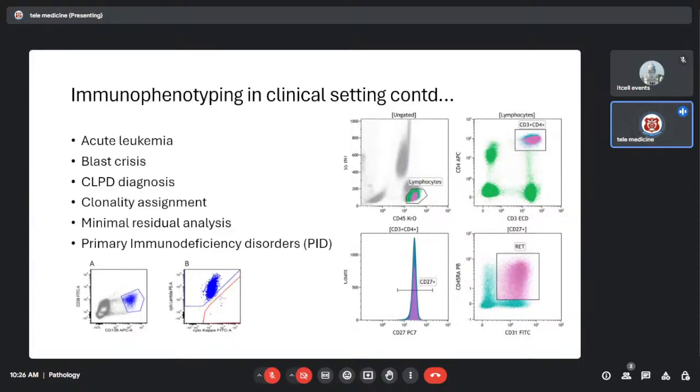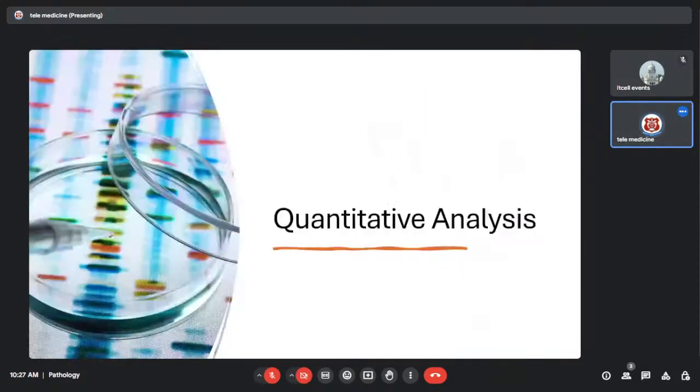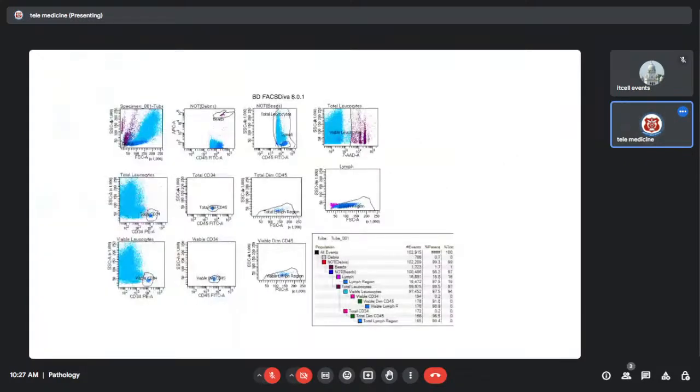Myeloid blast crisis, lymphoid blast crisis, CLPD diagnosis, then clonality assignment. Like plasma cells: how do I know they are polyclonal or not? By morphology I can't. Then minimal residual disease, the characteristic of that particular B cell. Next, quantitative analysis. What is visible here?